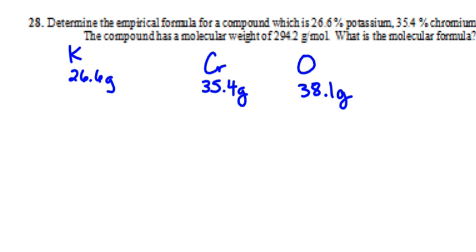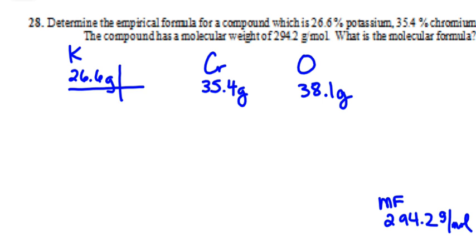First thing we're going to do is determine the empirical formula. And then it also tells us that our molecular formula has a mass of 294.2 grams per mole. We'll look at that later. But right now we need the empirical formula. So my first step, loud and proud, is to do what? Convert to moles. So I'm going to divide all of these by the molar masses.